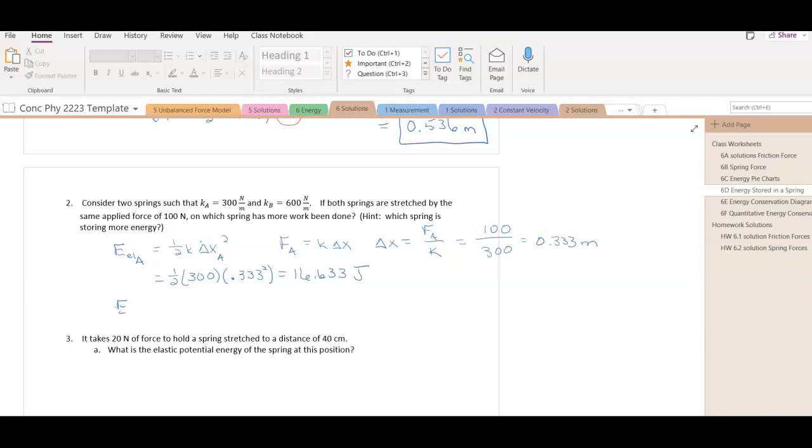Okay, the energy stored in spring B, so I'm going to have to find the displacement for spring B. It would be 100 divided by 600, right? 100 newtons divided by 600 newtons per meter, which would be 0.167 meters. It has a stiffer spring constant, and so the same amount of force is going to cause a smaller displacement for it. But let's see how much energy is stored in it.